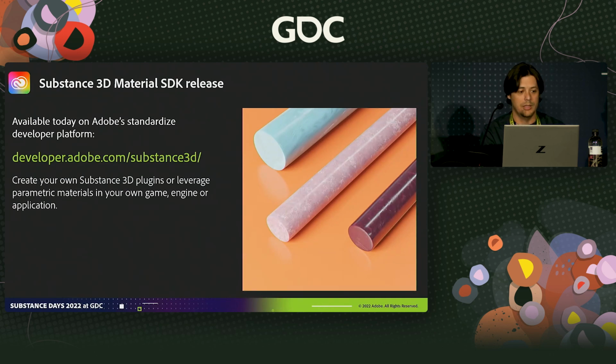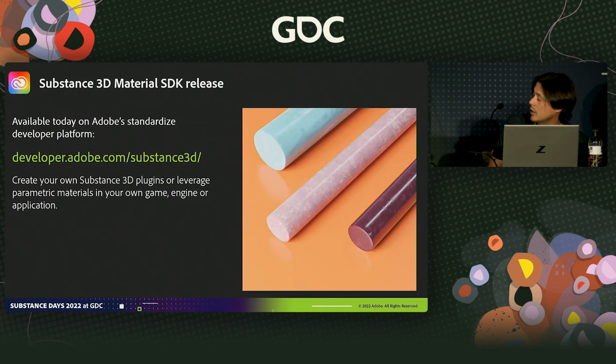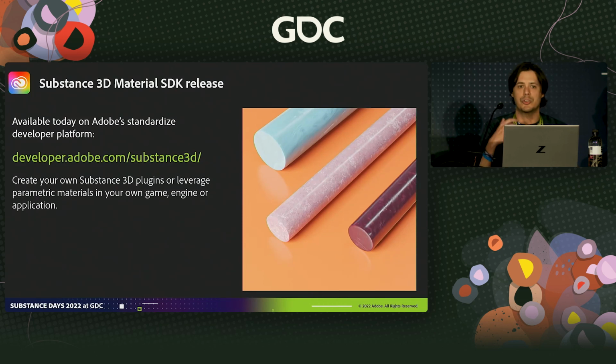So what we're doing here is we're releasing the Substance SDK to the community. So it's out there. You can go to developer.adobe.com/substance3d, and this is going to allow you to create your own Substance 3D plugins, leverage parametric materials, use them in your own game engine, your own application, build your own live links, whatever you need to do. So I am super excited about this because I think giving these tools in the hands of all of you, the creatives, and letting you create what you want, it's going to be magnificent.